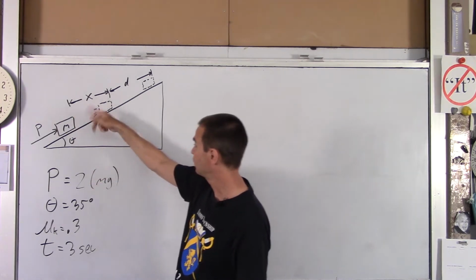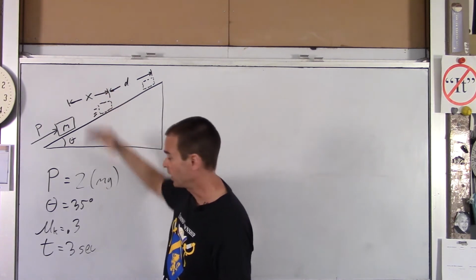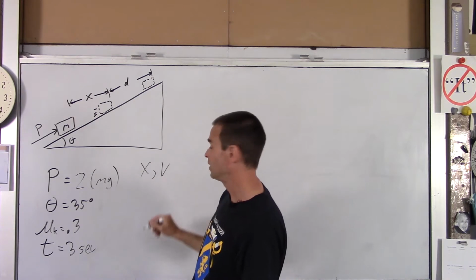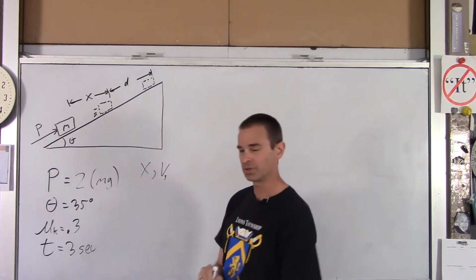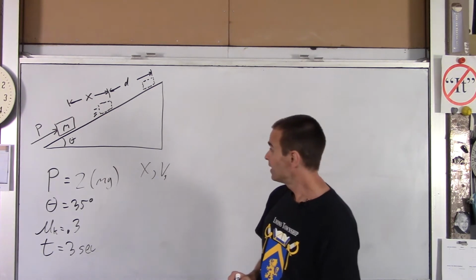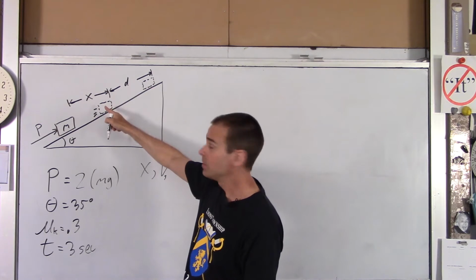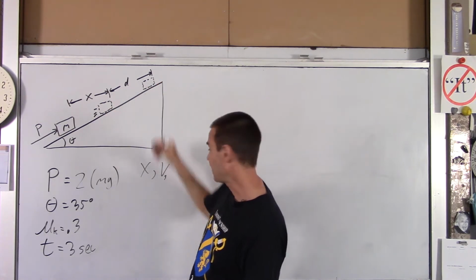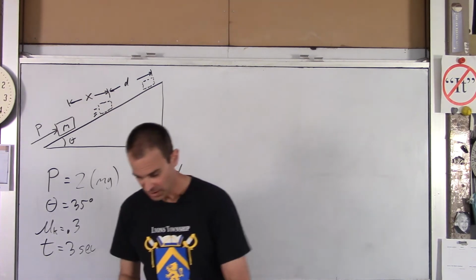So we're going to ask the following questions. At the end of that 3 seconds, what is x, how far did it go, and what is the velocity at that moment? We'll call that v at 3 seconds. Then, after I let it go, it's moving, but it's going to stop. How far does it go before it stops? That's d. So we're going to find all three of those things.